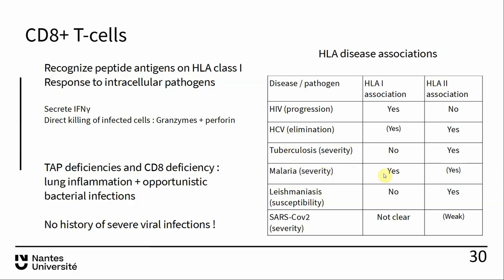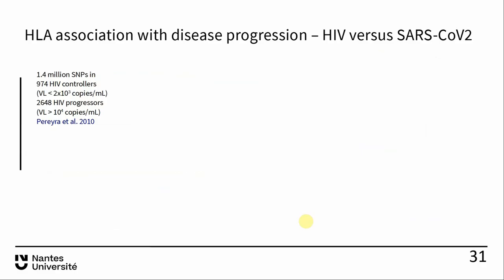HLA class 1 polymorphism is also involved in the severity of malaria. SARS-CoV-2, HLA class 1, not really very clear. Okay, so let's have a look at the difference here between HIV and SARS-CoV-2. HIV, you've got a chronic infection. CTL are going to be this association telling you that CTL are important in controlling the infected cells. SARS-CoV-2, let's have a look.